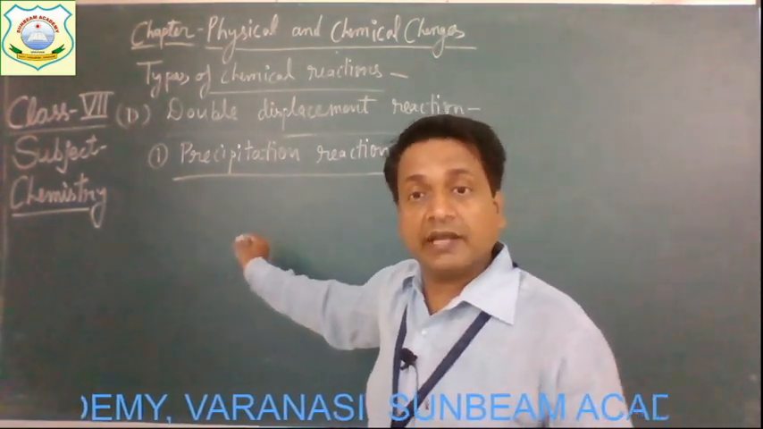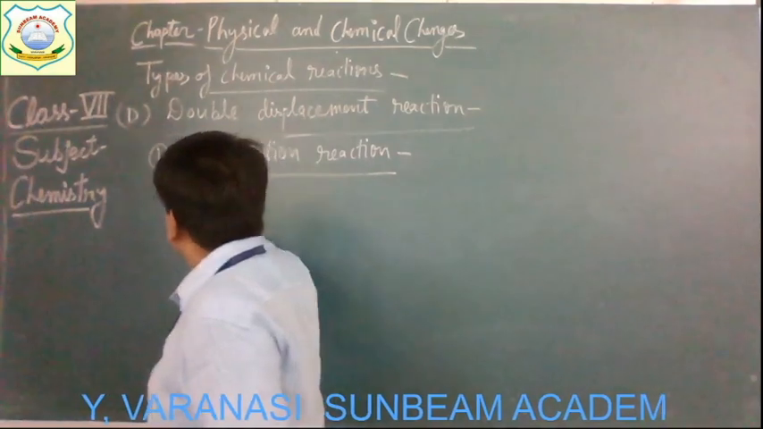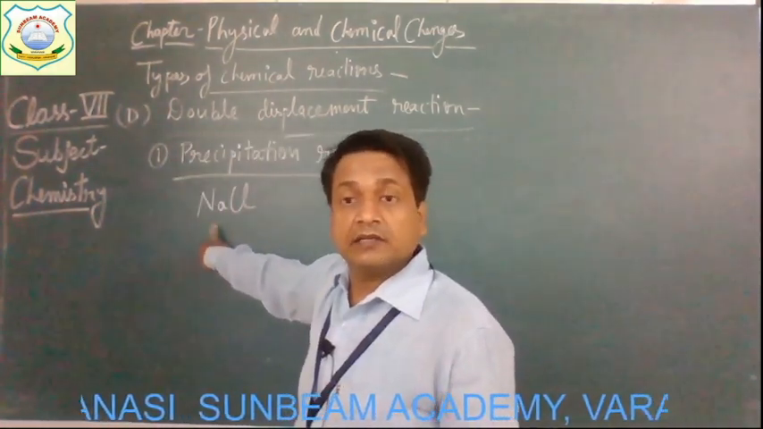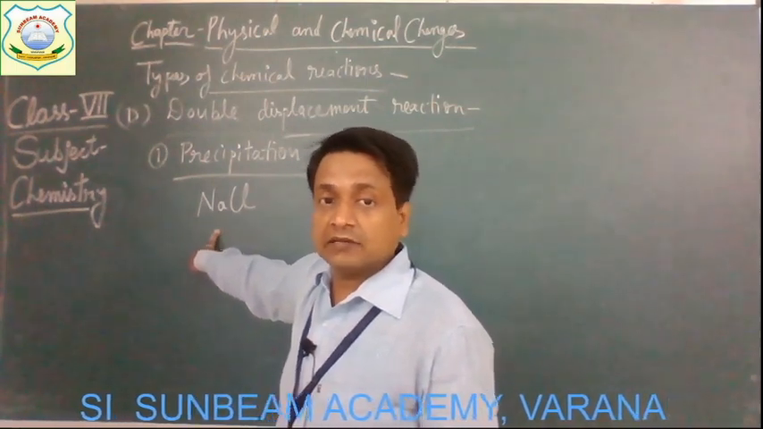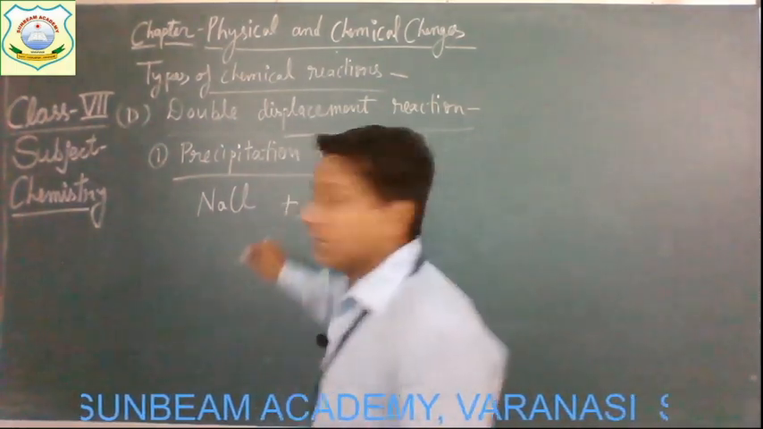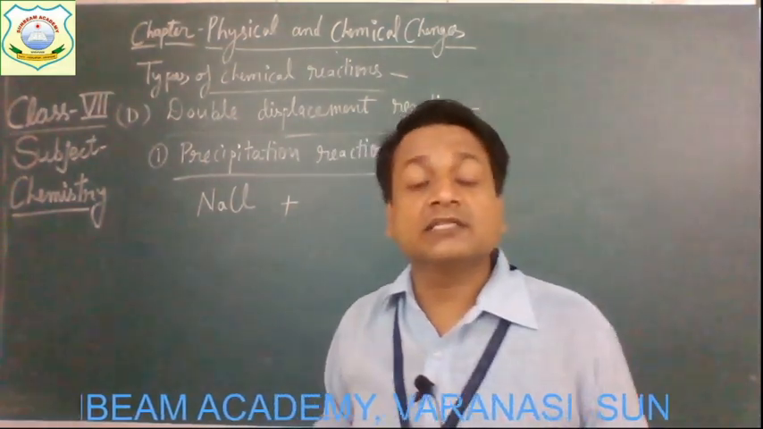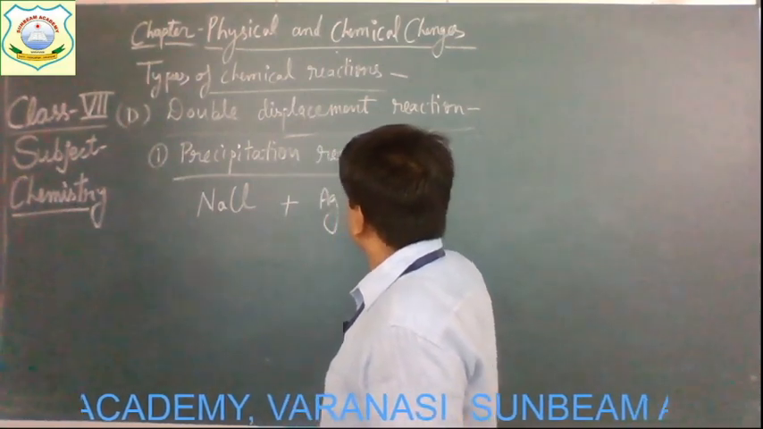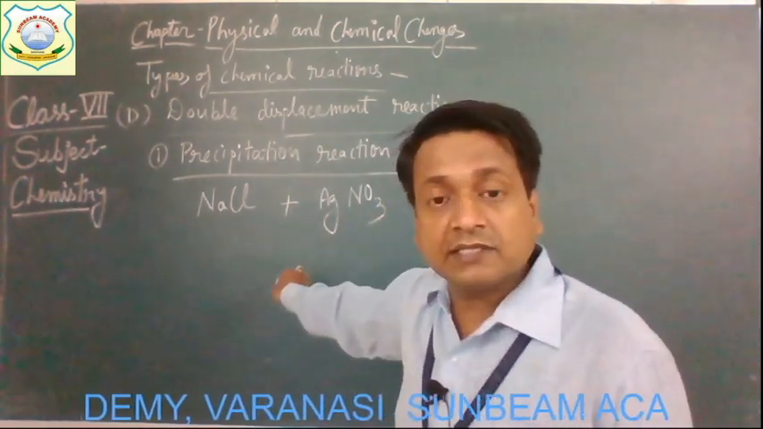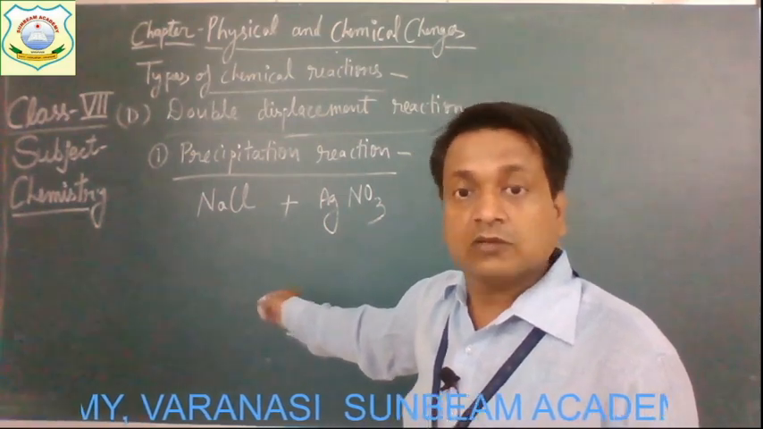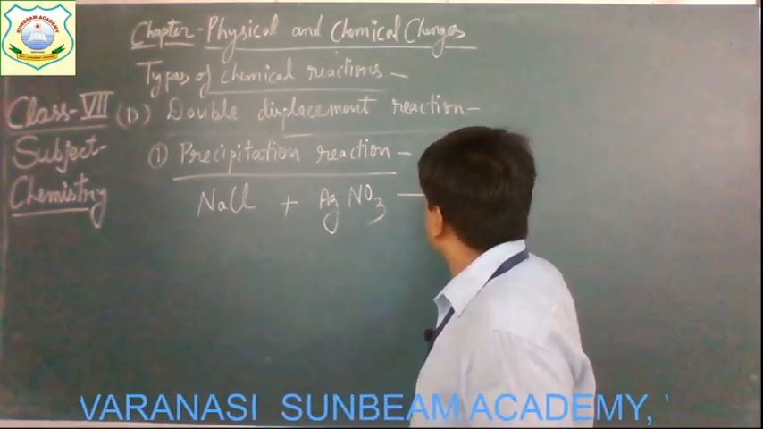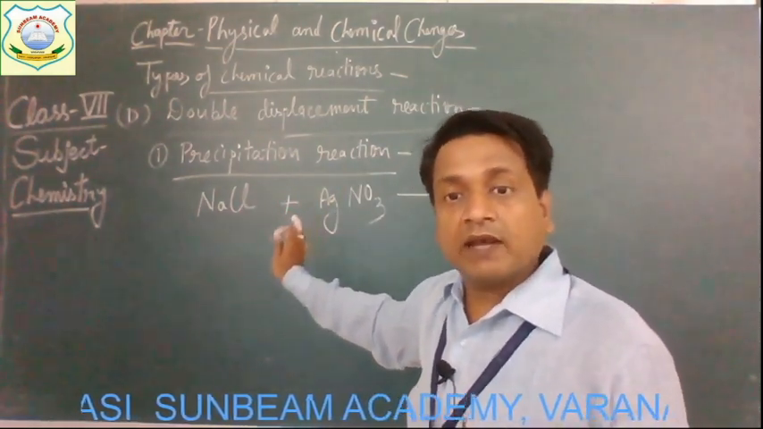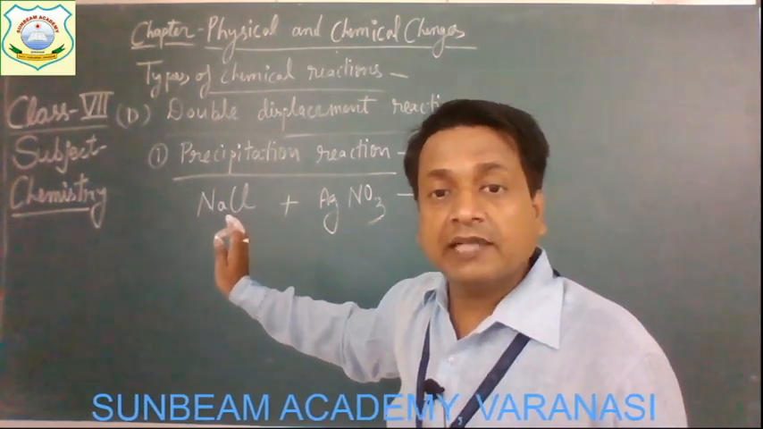The first one is when sodium chloride, children, the formula is NaCl, reacts with another compound, silver nitrate. The formula of silver nitrate is AgNO3. So what will happen? A double displacement reaction will take place, and one of these will form as a precipitate.